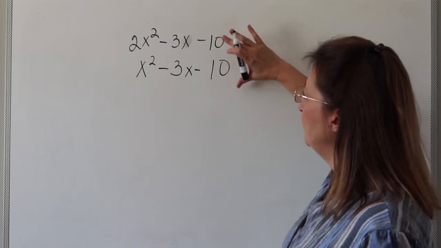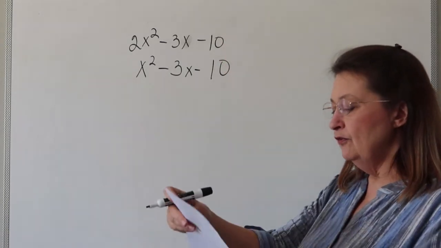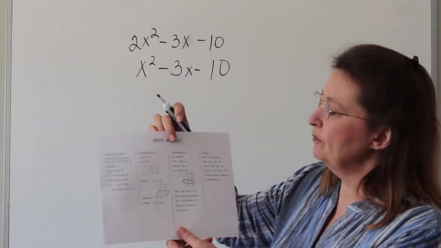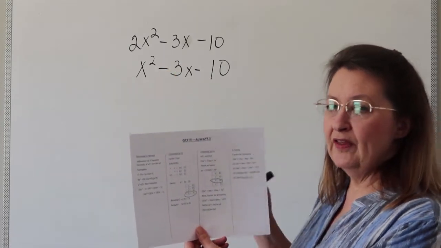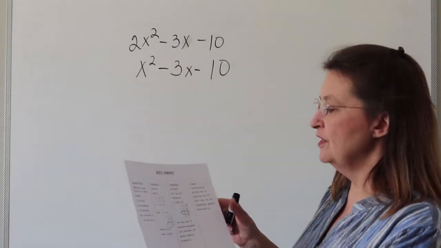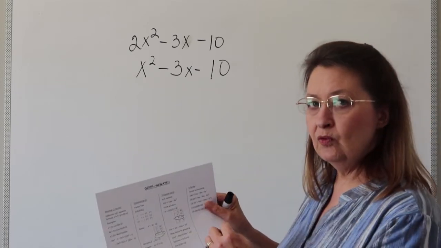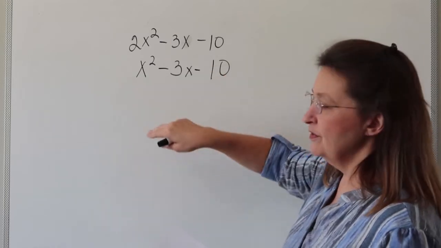Okay, I have two separate problems up here. They look almost alike, but they're not quite alike. If you look on your chart, on your factor tree or your overview, whatever you want to call it, both of these in the middle say trinomial. So that means there's three terms. What's the difference? Well, on the left-hand side it says a is equal to 1 or a is greater than 1. These are the two differences.